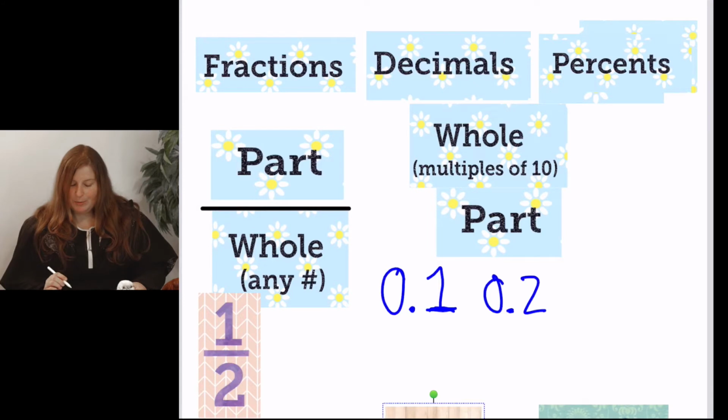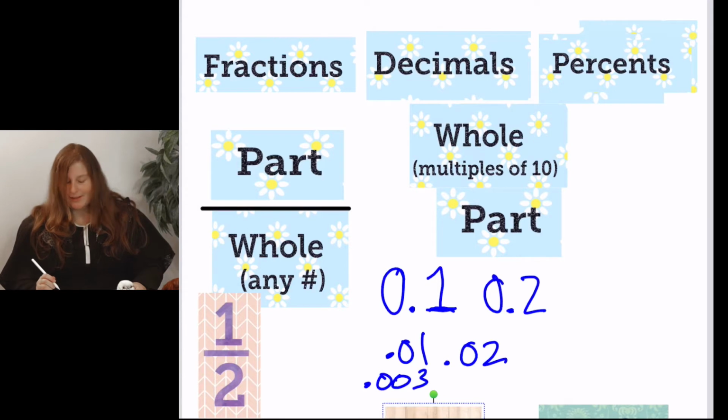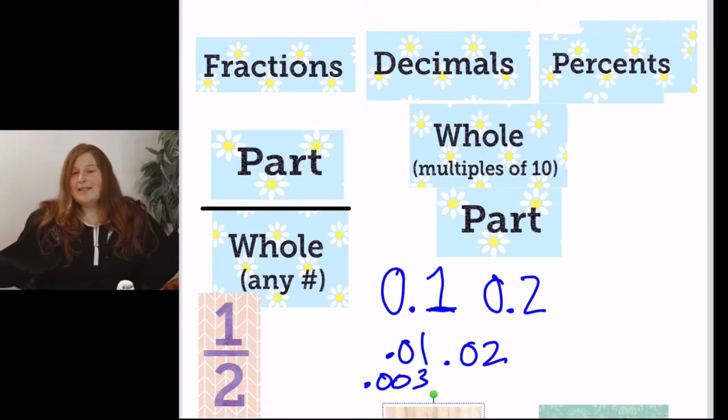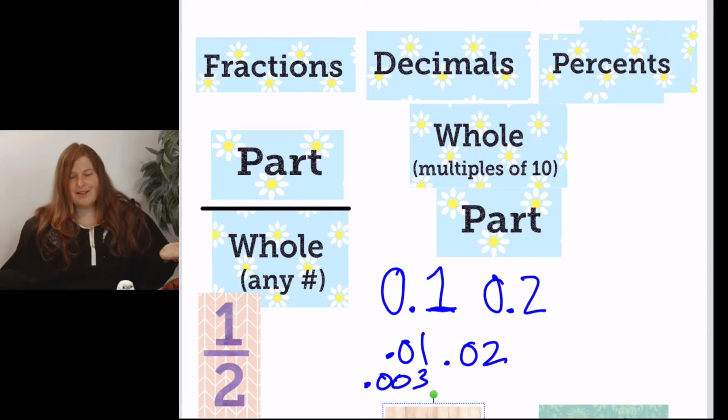Now when I say it can be multiples of 10, we can have tenths. We can also have pieces out of 100. So 0.01 would be 1/100th. 0.02 would be 2/100ths, 0.0003 would be 3/10,000ths, and so forth and so on. It can go on to infinity. You can have 1/10,000,000th or 50/10,000ths. So as long as it's a multiple of 10, how many parts are in a whole is up to your imagination as long as it's a multiple of 10.